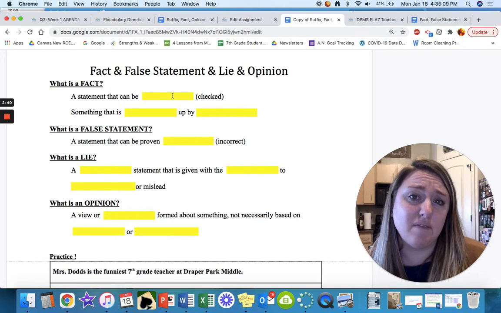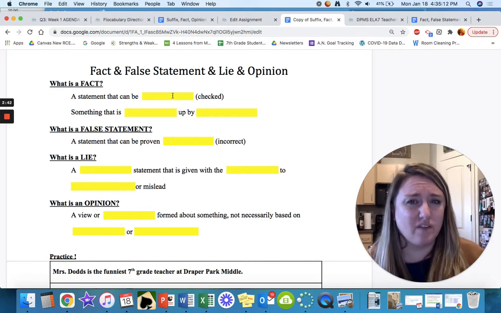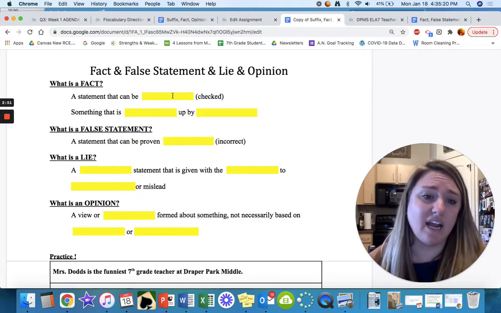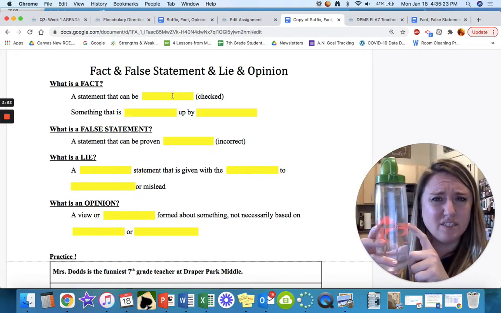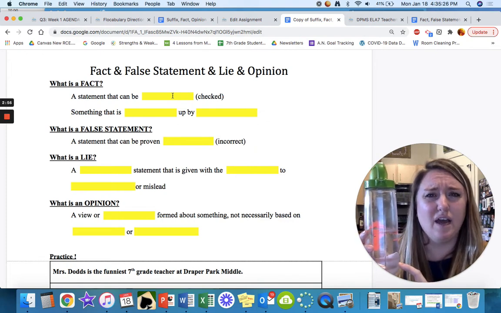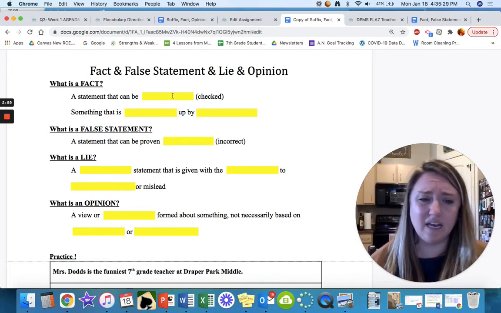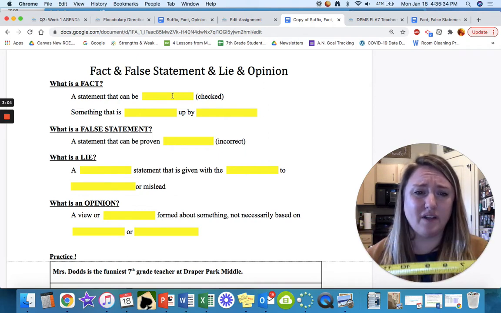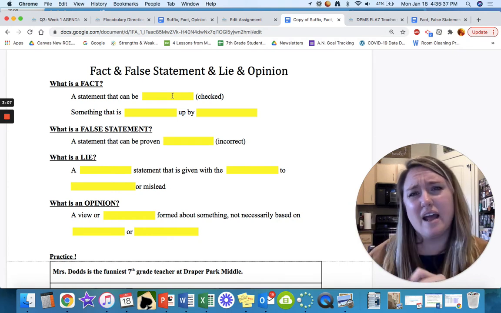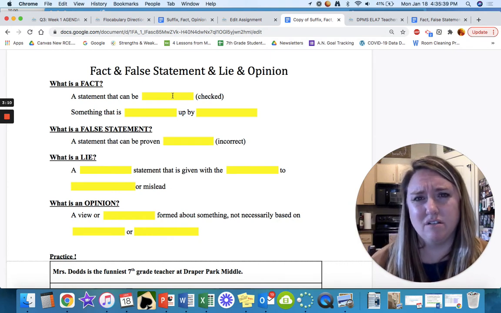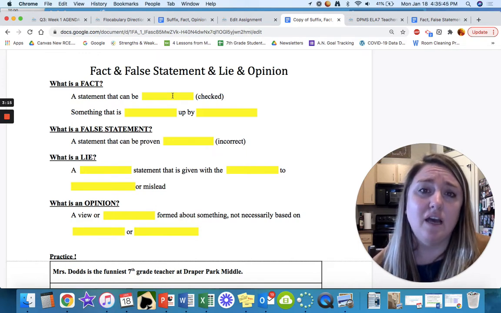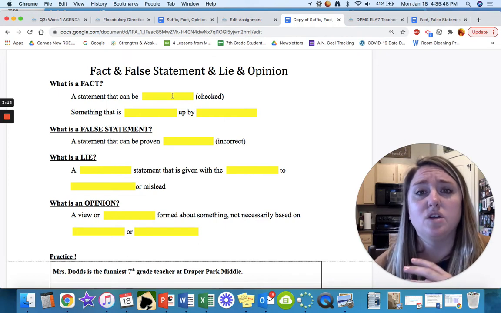A false statement is like a fact that can be disproven. So a false statement is a statement that can be proven wrong or incorrect. So if I said there's 8 ounces of water, I can prove that that's wrong. That's a false statement because there's a standardized way to measure that and prove that it's wrong. Or if I said that my computer is 15 inches, I can use this ruler and measure it, and I can prove that actually it's not 15 inches long. So false statements can be proven wrong. One thing we notice about fact and false statements is that they both can have some sort of way to prove or disprove them.